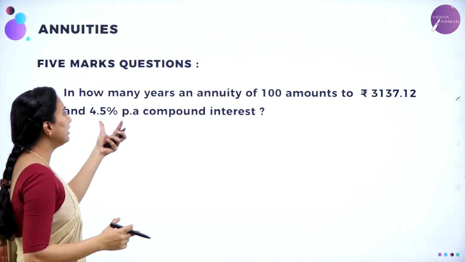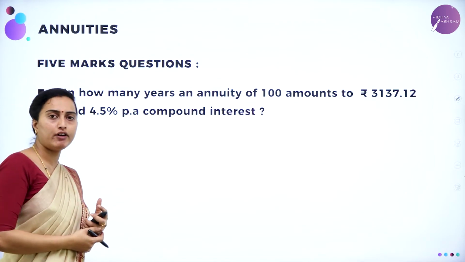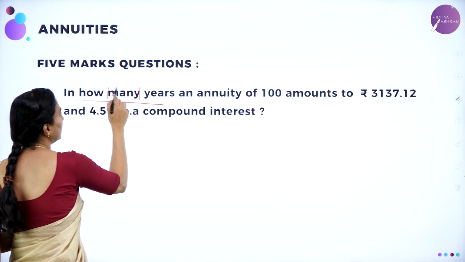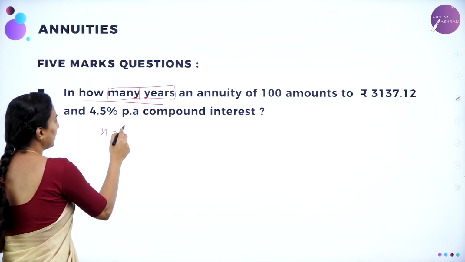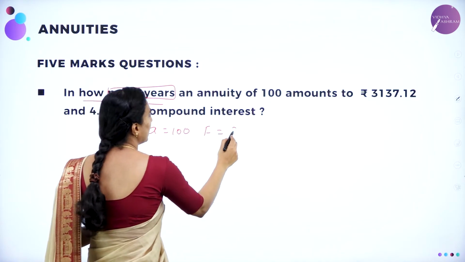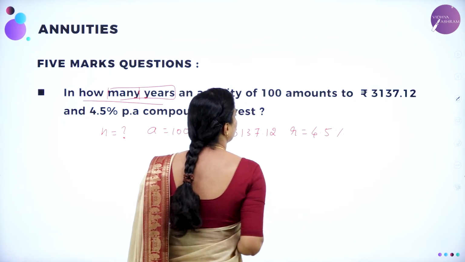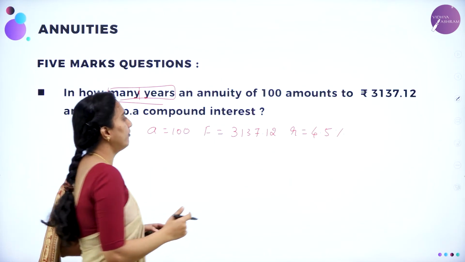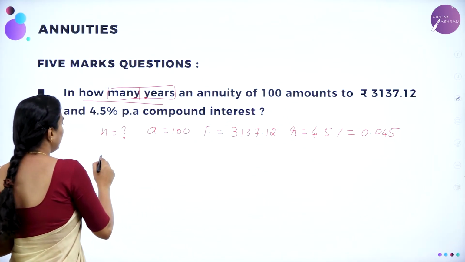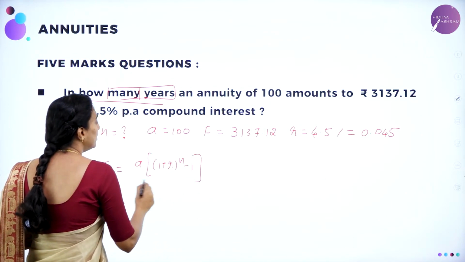What they've asked in the question is, in how many years does an annuity of 100 amount to ₹3137.12 at 4.5% per annum compound interest. Here we need to calculate in how many years, and years means we need to calculate N, right? So N must be calculated, given A is equal to 100, future value F is equal to 3137.12, and R is equal to 4.5%, which can be converted to 0.045 after dividing by 100. Now you can use the formula F is equal to A into (1 plus R) whole to the power of N minus 1, divided by R.